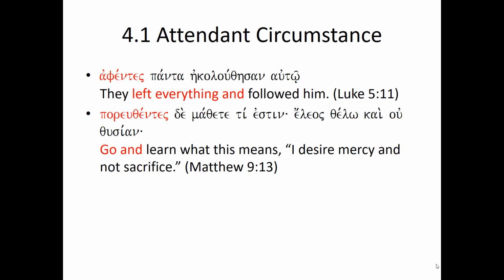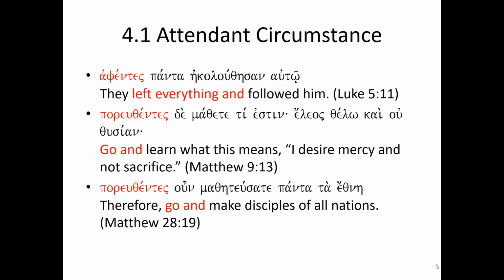Here's one where the main verb is an imperative, a command. Poreuthentes de mathete ti estin, Eleos thelo kai ou thusian. Going, learn what this is: I desire mercy and not sacrifice. Going, learn. It's often translated, go and learn what this means. Go and learn what this means.